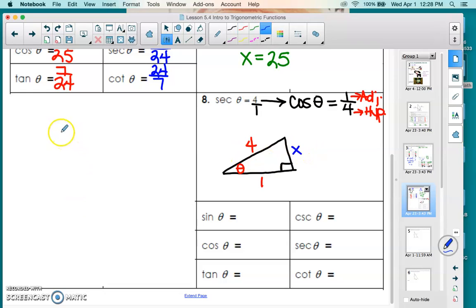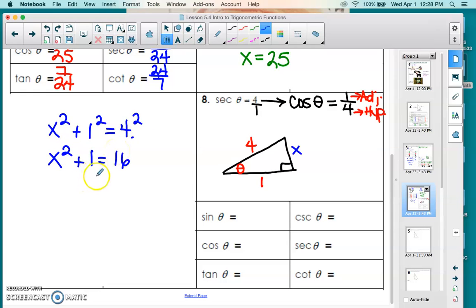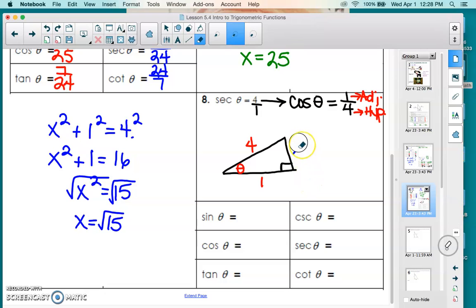And then I need to go over to the side and try to figure out what this guy would be. Okay, so we're doing Pythagorean theorem again. A squared plus b squared equals c squared. Remember, c is always the hypotenuse. So 1 squared is 1, 4 squared is 16. Subtract 1, you get 15. Square root both sides, and you're going to get just radical 15 because I'd rather not deal with decimals. Okay, so my missing side length is radical 15.